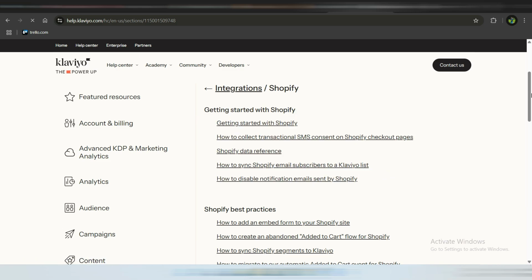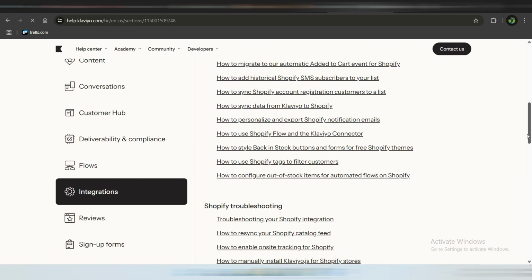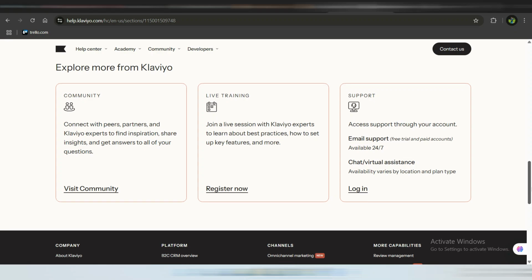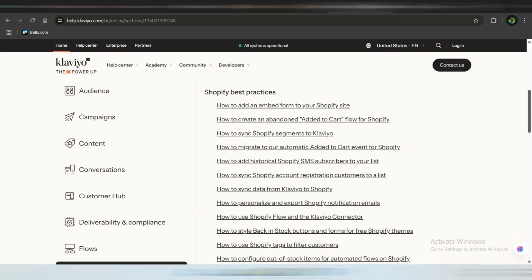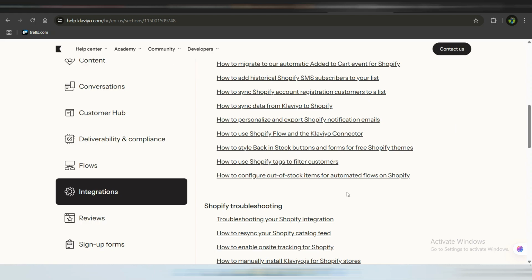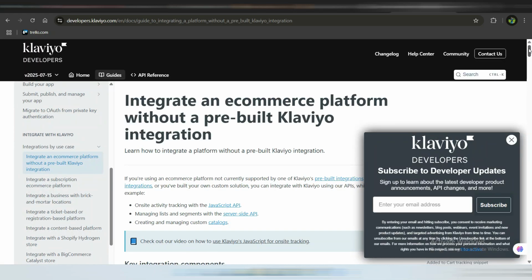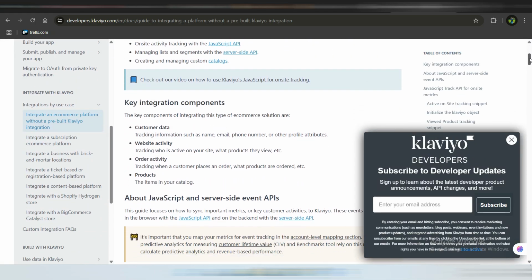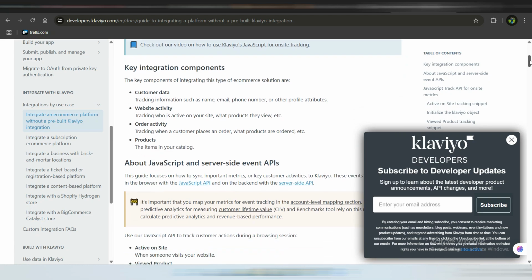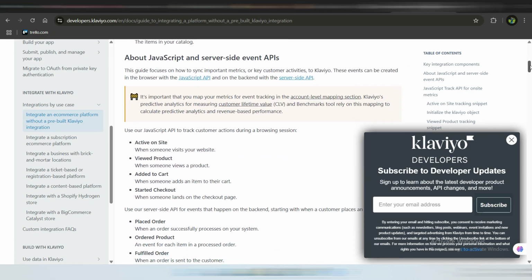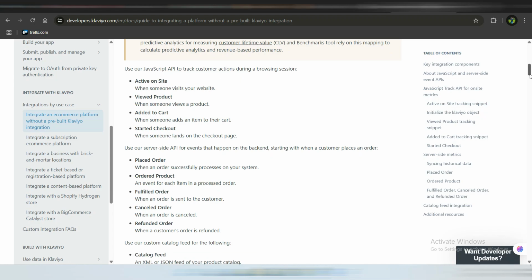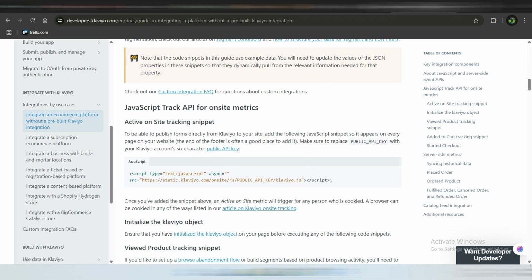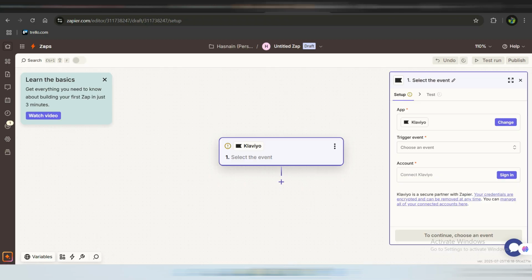For example, when a customer signs up on your site, makes a purchase, or abandons their cart, that data is instantly synced to Klaviyo, allowing you to send targeted emails or SMS messages based on those actions. Integration also brings over your product catalog, order history, customer profiles, and browsing behavior, which helps you build smarter, more effective campaigns. The best part is, many of these integrations are one-click setups or require minimal effort.